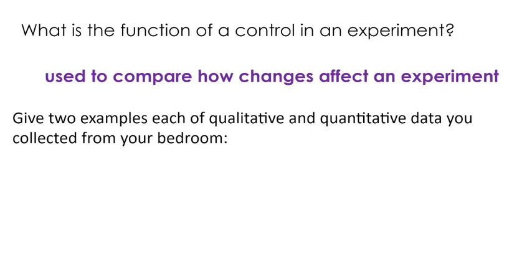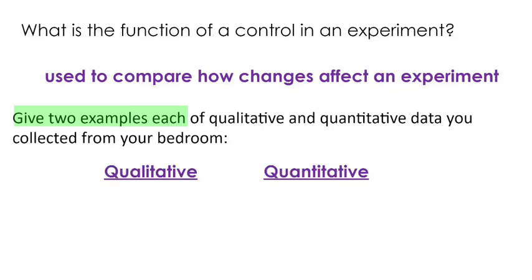And now it asks for you to give 2 examples each of our qualitative and quantitative data that you collected from your bedroom. And I need you to do that. So I don't care how you organize it. If you want to do just kind of 2 lists, have qualitative written one place, quantitative another, then make sure you at least find 2 things. Just look around the room you're in, even if you're not in your bedroom. I don't care whether it's in your kitchen or your living room. Make sure you have 2 things for each of them.